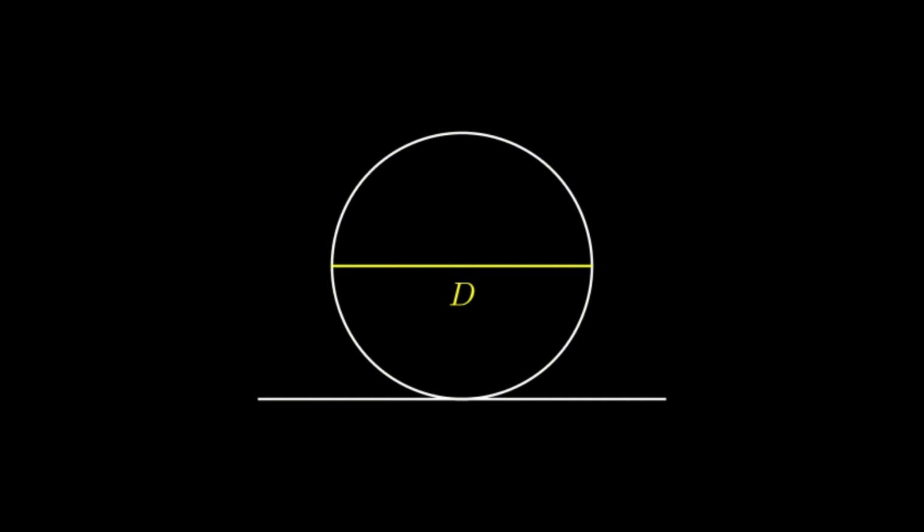We've now transformed our circle into a straight line. This line represents the circumference, the entire distance around the original circle. This transformation preserves the length, so this straight line is exactly as long as the original circle's perimeter.